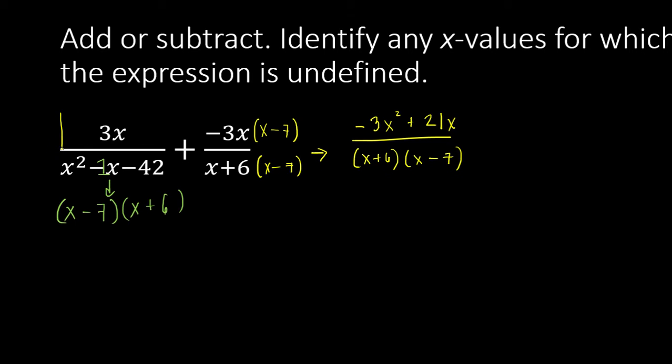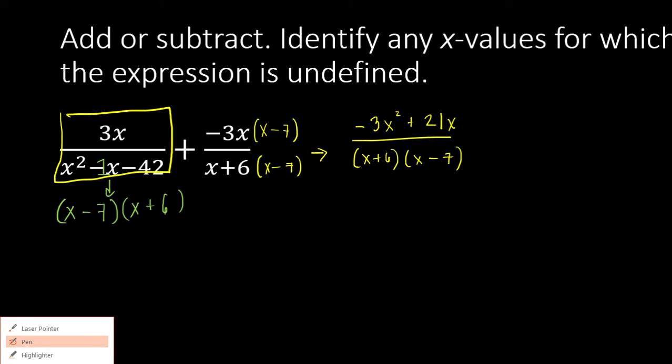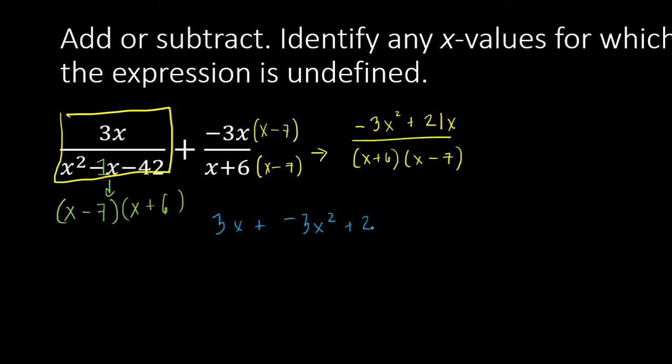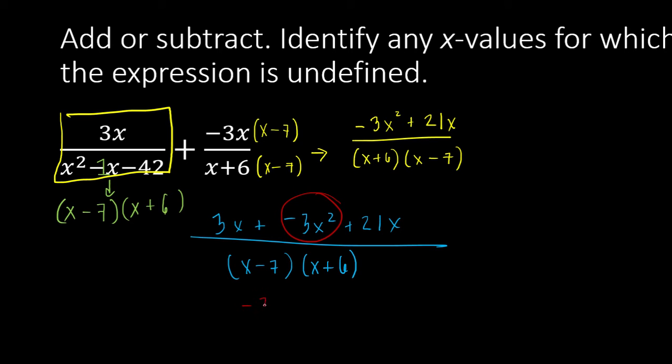And I'm adding that to this term. All right, so I add my numerators together, so 3x plus negative 3x squared plus 21x all over x minus 7, x plus 6. I simplify my numerator. Negative 3x squared, and then I will take 3x and add it to 21x, so that's 24x, over x minus 7, x plus 6.